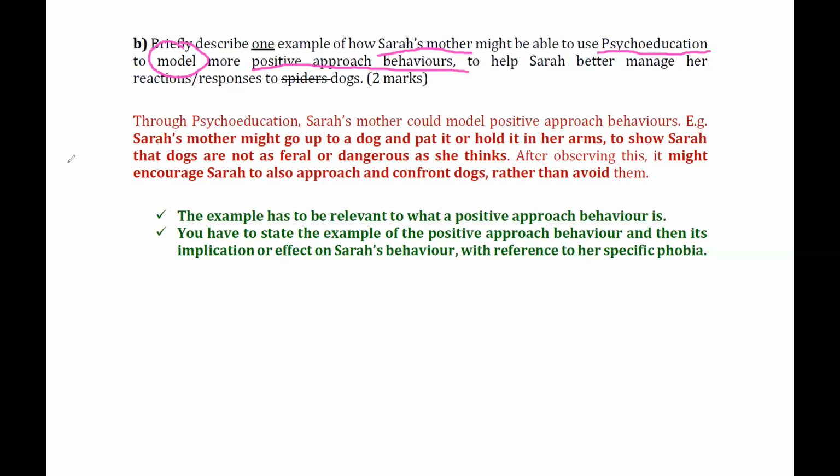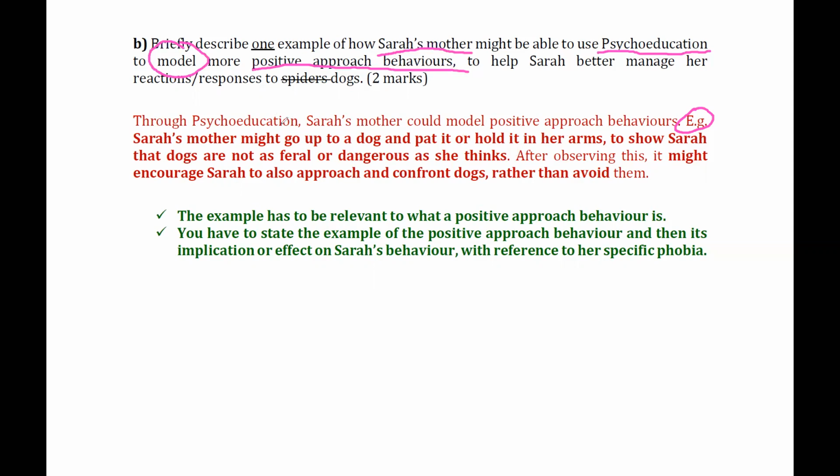So this is just a sample answer. Through psychoeducation, Sarah's mother could model positive approach behaviors. And the example is what we're really concerned about here. So Sarah's mother might go up to a dog and pat it, or she might hold it in her arms to show Sarah that dogs are not as feral or as dangerous as she thinks. Now, obviously, Sarah's mother has to be a little bit smart about this. You can't just go up to a pit bull and say, oh, what a cute little pit bull, and then hold it in her arms and then her whole face gets mauled off. No, you can't do it like that.